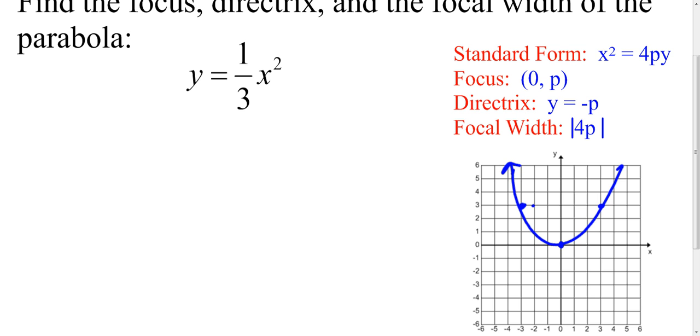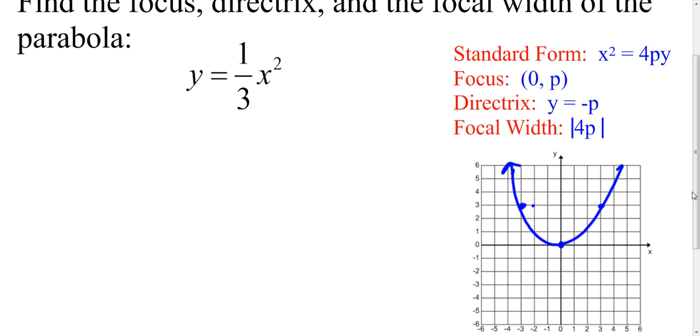I certainly did not draw that perfectly. I know that it's an up-down parabola because this number right here is positive. Here's what I want you to know. I also know that it's an up-down parabola because my x value is squared. If it was my y value that was squared, it would be a left-right parabola. Here, my x value is squared, so I know it's going to be up-down. And because this 1/3 is a positive number, I know it will open up.